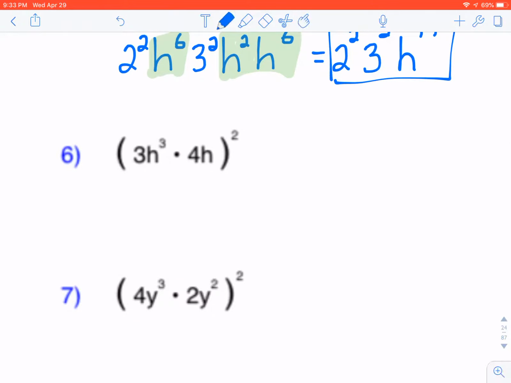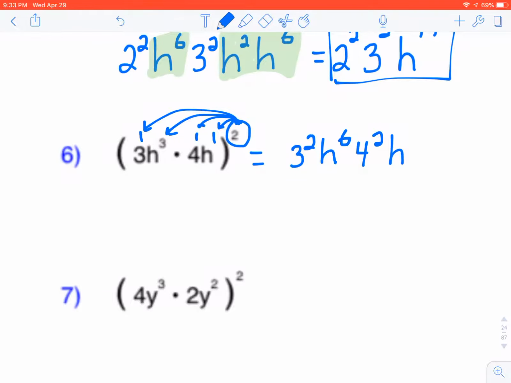Okay, 6 and 7 are a little bit easier, less terms. So put your exponent of 1 above each of them. We're going to clear parentheses. So we're going to multiply this exponent to every term that's in there. So you get 3 to the second, h to the 6th, 4 to the second, h to the second.